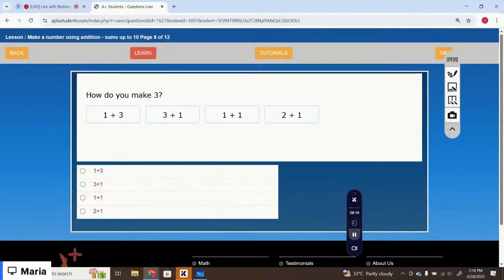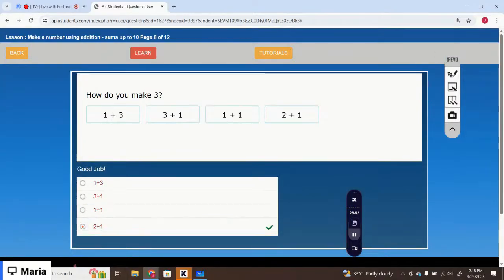How do you make 3? Which is the correct option? Two plus 1 is the correct option. That makes 3. 2 plus 1 makes 3. The last option is the correct option.